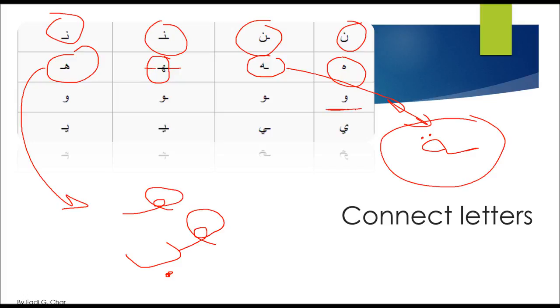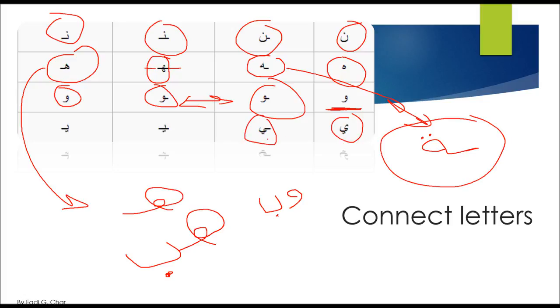Okay? And then we have wow. This is how we start. This is in the mid. If both the mid and the ending forms are the same, that means we cannot connect any letters on the left side. For example, this is how we write wow, and then if I want to put any letter after it, I can't connect it. It's going to be like that, separated. Okay? And then the last letter, ya. This is how it's going to look when it's connected to any other letters. This is in the middle, and this is connected from the beginning of the word.